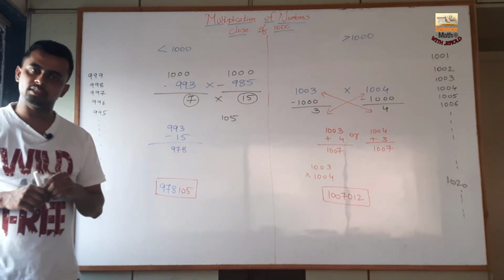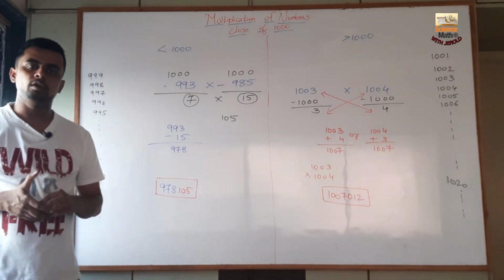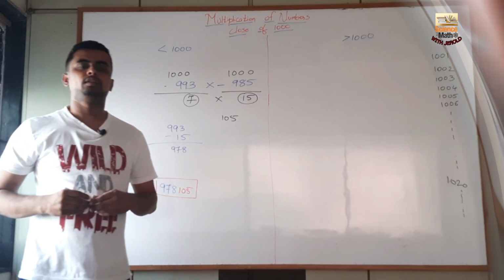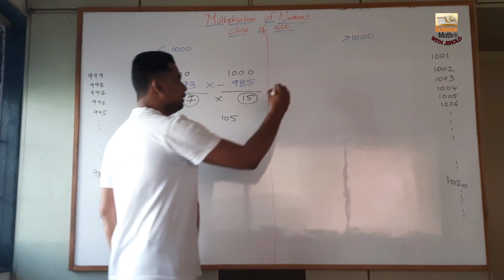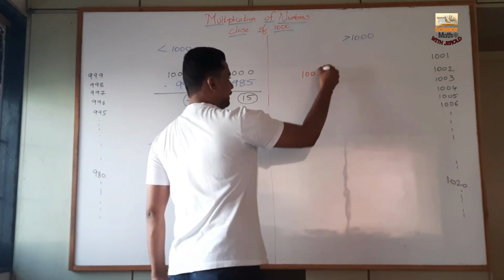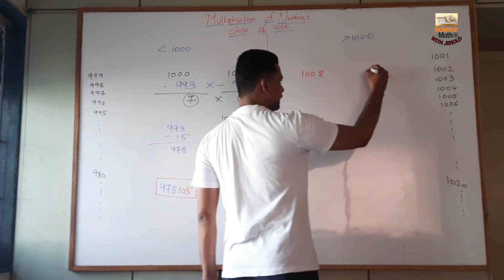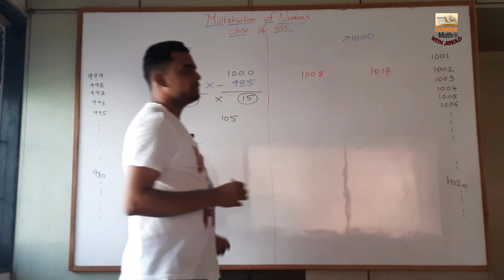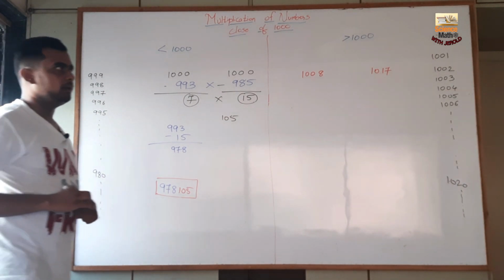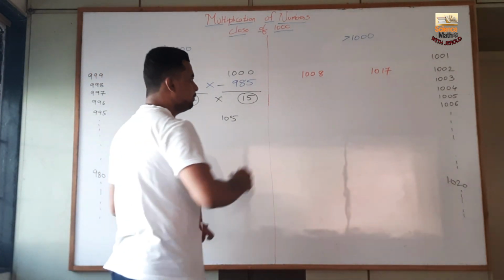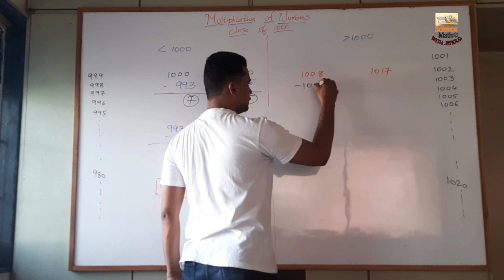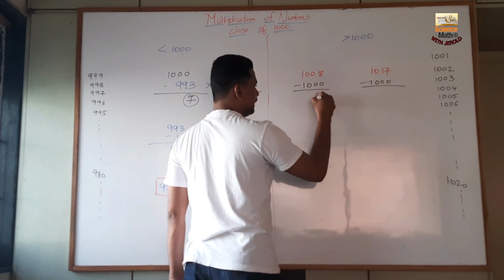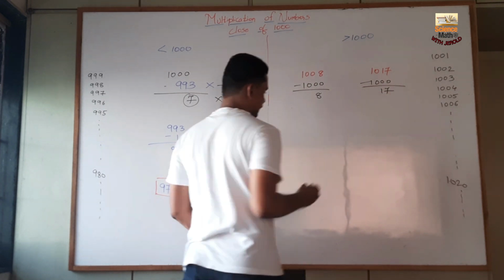Let us see one more example for the same, which will help you all understand the method better. A little bit bigger numbers will be considered. The next example that I am taking is 1008 and the next number is 1017. Very simple. First step always the same, subtract 1000 from each, so here I have 8 and here I have 17.